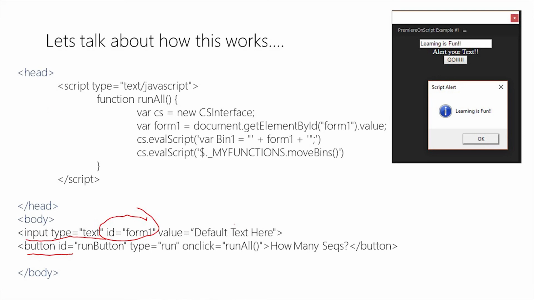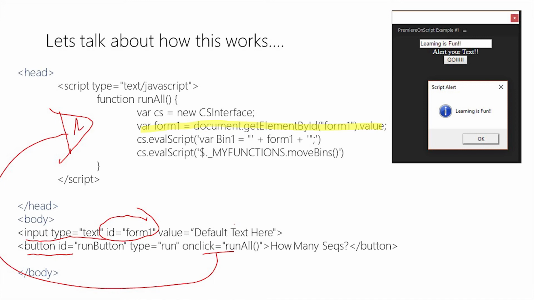Now, when you click the OnClick button, it's going to go to Run All. It's going to once again declare a new CS interface, and then it's going to grab the information that is in that form. It's going to use that by declaring a variable. We'll call it form1. Set that equal to document.getElementById, and then form1 in quotations, .value. So what that's going to do is save in this variable the string learning is fun with 2 exclamation points if we're looking up at this example up in the corner.